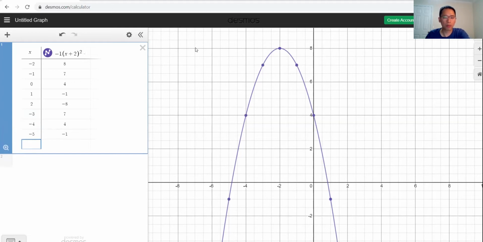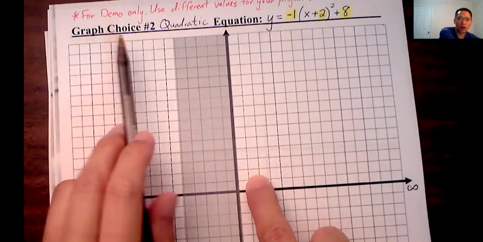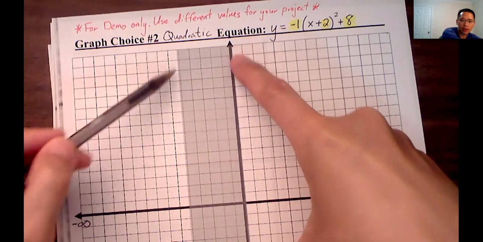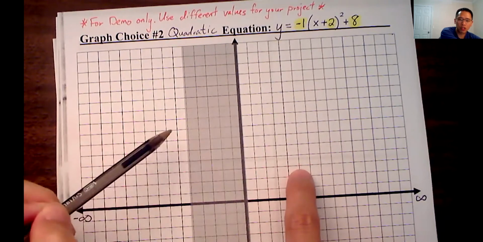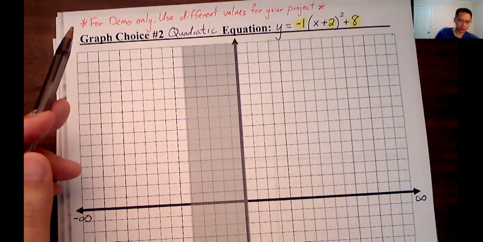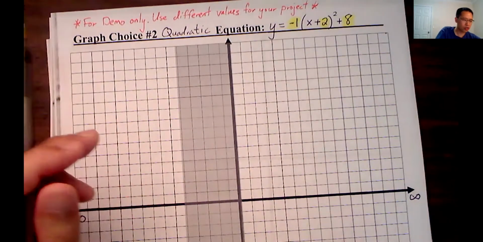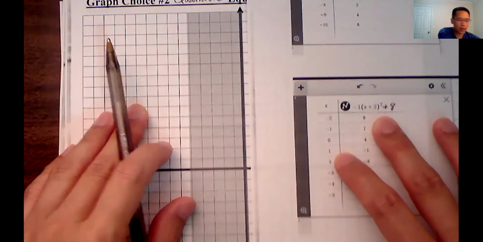And now I'm going to go back to my document camera. And we're going to create the second graph. So notice how for choice number 2, this vertical band is between -5 and 0. So that's why it's important that we really figure out what this portion is, because this is the portion that we're going to need for the final graph. So using the table of values that I pulled, I'm going to have -2, 8.